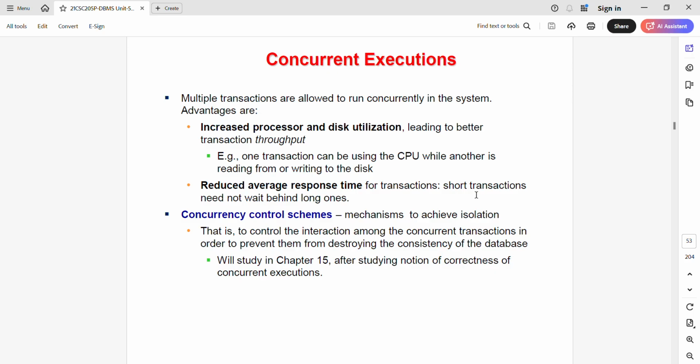Suppose we are doing only one transaction. If the transaction is doing some read or write operation on the disk, then the CPU may be idle. So if we are doing concurrent transactions, one transaction can be using the CPU while another transaction is reading from or writing into the disk. The response time is also reduced, that is, the average response time. Short transactions need not wait behind longer ones. There are different concurrency control schemes available that we will see in the next video.